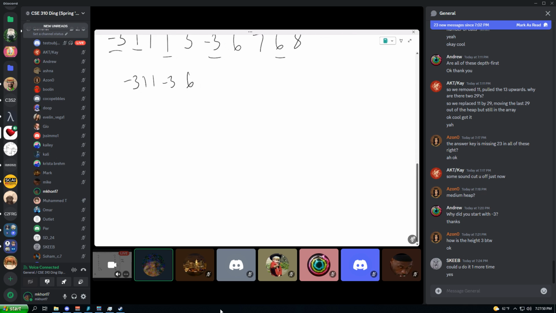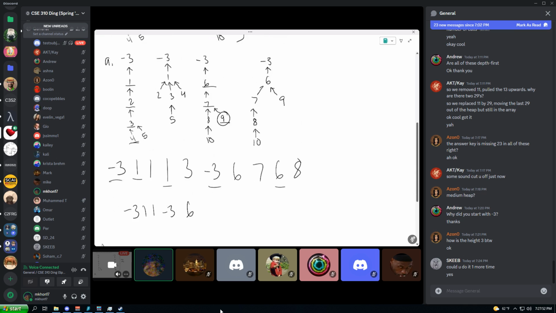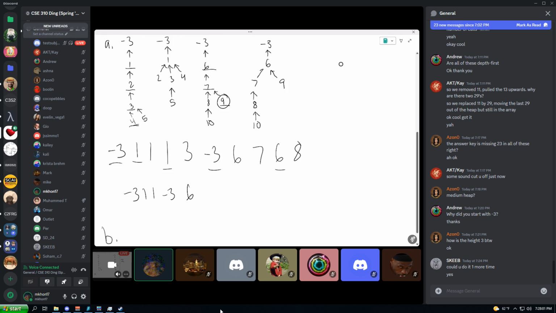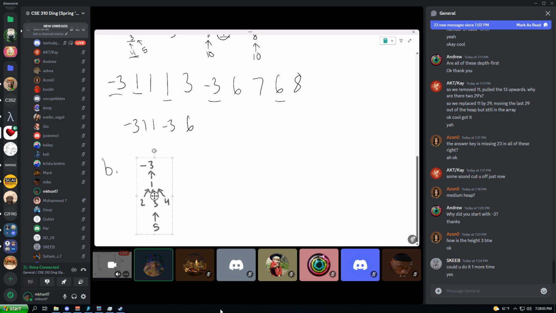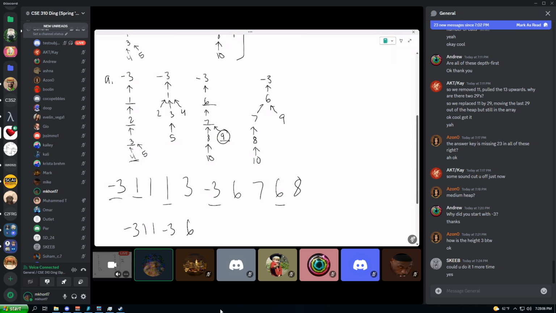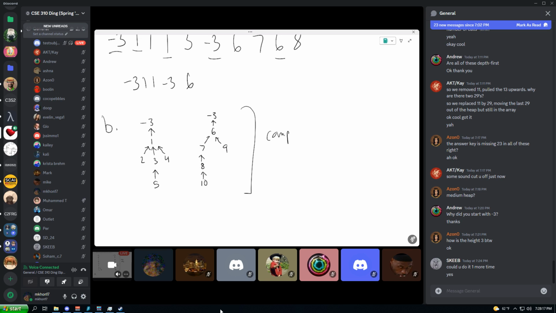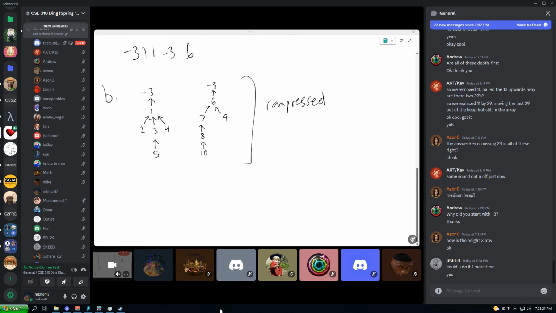Okay, B is much simpler. The main reason is we already found our find sets for 4 and 9, so B should be a lot easier since we can just use these. So I'm gonna go on and put our find set trees here that we already found in A, so I don't have to do any extra work. These are compressed. I'll just write that down. Okay, good.